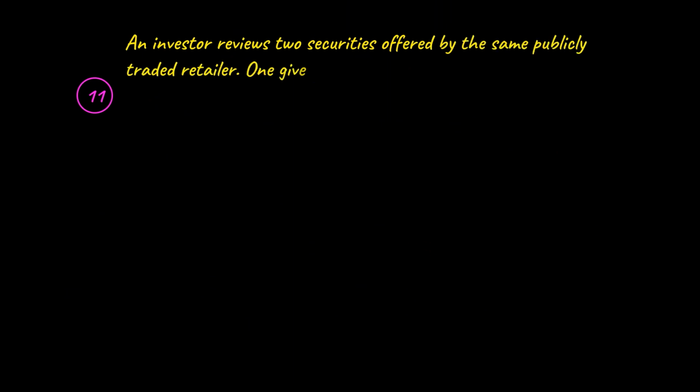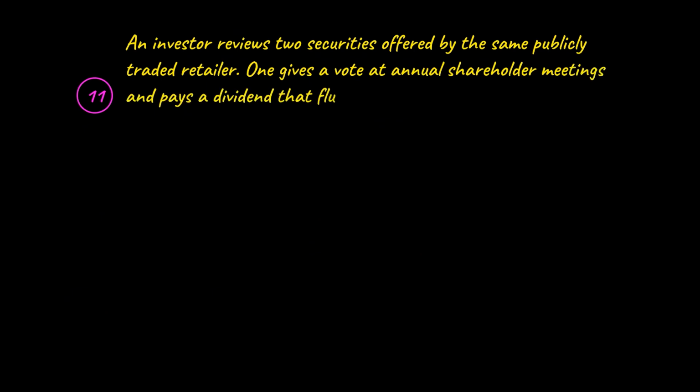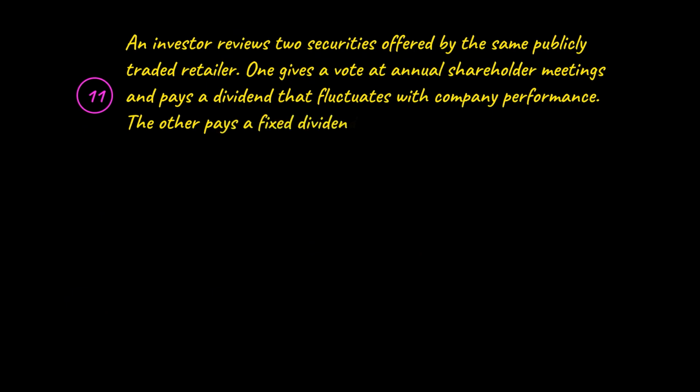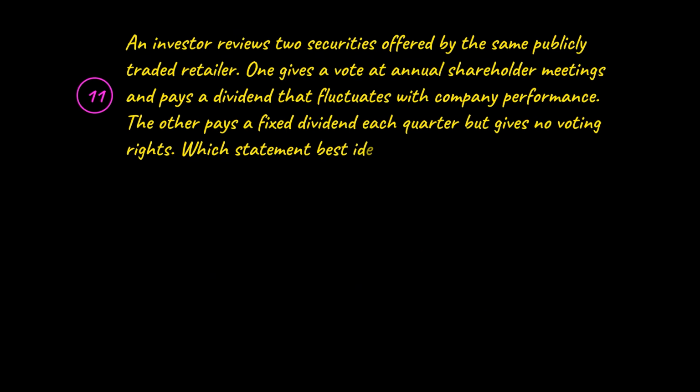Question 11. An investor reviews two securities offered by the same publicly traded retailer. One gives a vote at annual shareholder meetings and pays a dividend that fluctuates with company performance. The other pays a fixed dividend each quarter but gives no voting rights. Which statement best identifies these two securities?